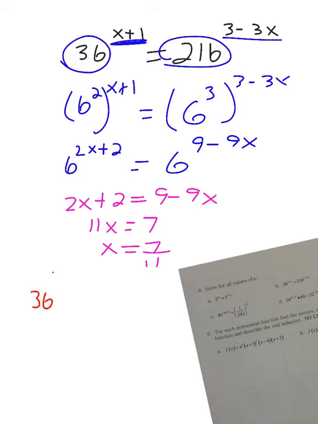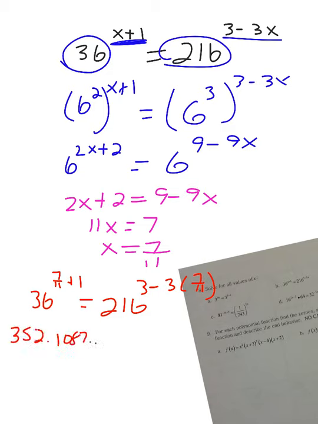36 raised to the 7/11 plus 1. Does that equal 216 raised to the 3 minus 3 times 7/11? So let's check it. Okay, so this also works. I get 352.1087, blah, blah, blah, on both sides. Okay, so let's take a look at 8c.